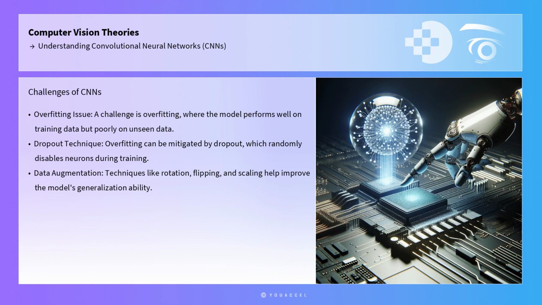Despite their numerous advantages, CNNs also present challenges that professionals must navigate. One such challenge is overfitting, where the model performs well on training data but poorly on unseen data. Overfitting can be mitigated by techniques such as dropout, which randomly disables neurons during training to prevent the network from becoming overly reliant on specific paths. Additionally, data augmentation, which involves artificially enlarging the training dataset through transformations like rotation, flipping, and scaling, helps improve the model's generalization ability.